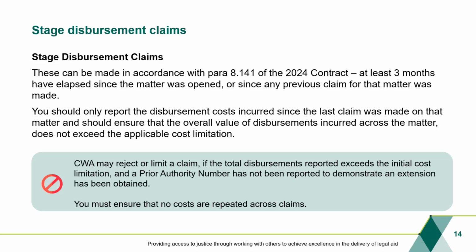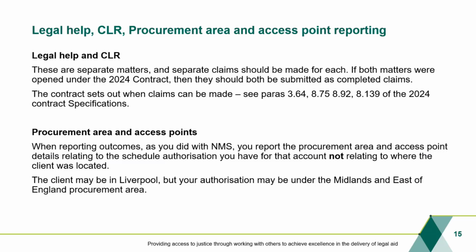You also need to ensure that no costs are repeated across the claims. So if you've already submitted claims for a disbursement in a stage disbursement claim, you need to ensure that that disbursement does not then appear in any subsequent claim. Legal help and CLR are now separate matters, and as such, separate claims should be made for each. If both matters were opened under the 2024 contract, then they should both be submitted as completed claims. The contract sets out when claims can be made, and I'd refer you to those paragraphs indicated on the slides.